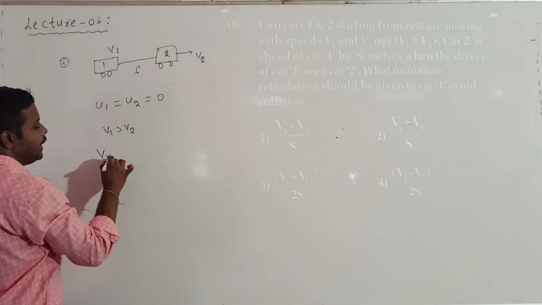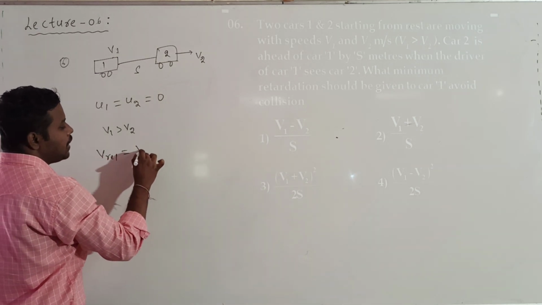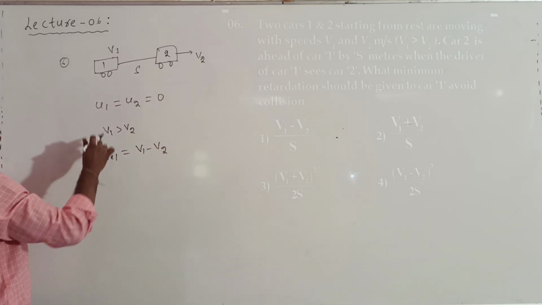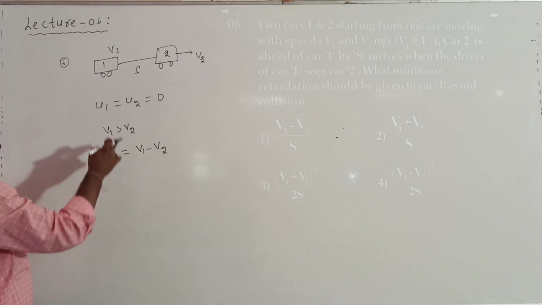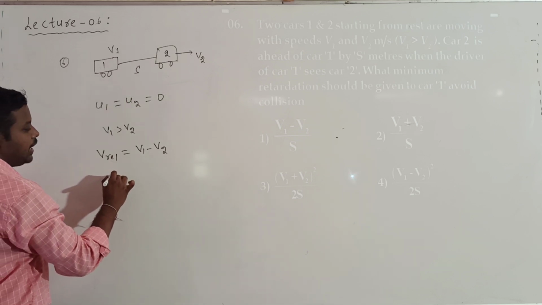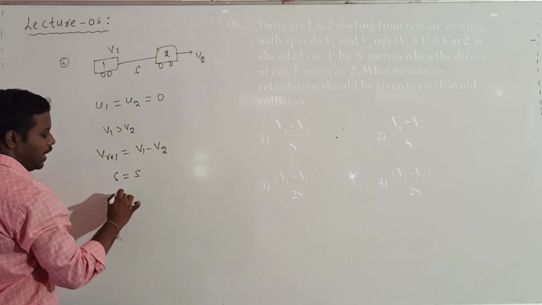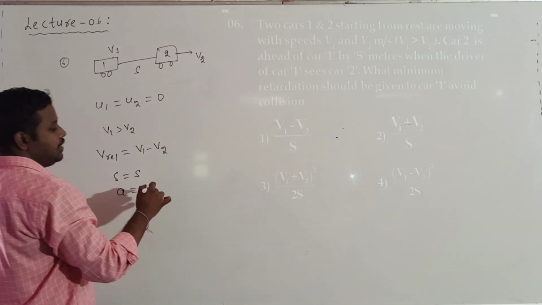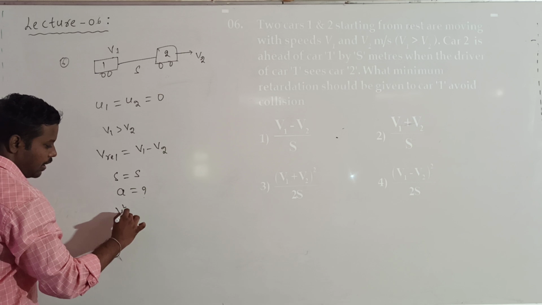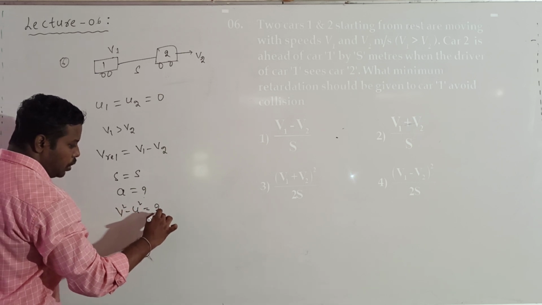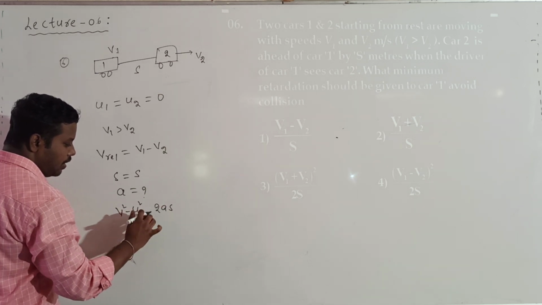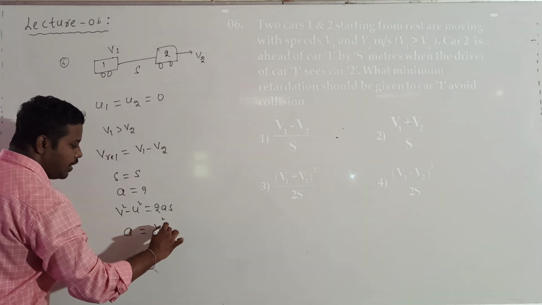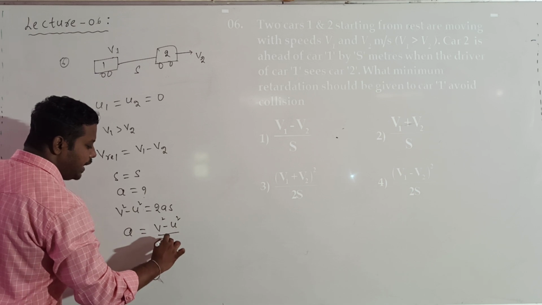What is the final relative velocity of both the cars which are moving in the same direction? That is given by V1 minus V2. What is the distance to be covered? That value is given by S. Now what do I want to calculate? I want to calculate the retardation A. To calculate it, use the formula V square minus U square is equal to 2 into A into S. So A is equal to V square minus U square divided by 2 into S.